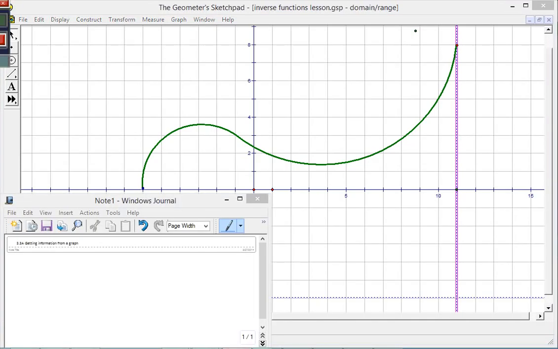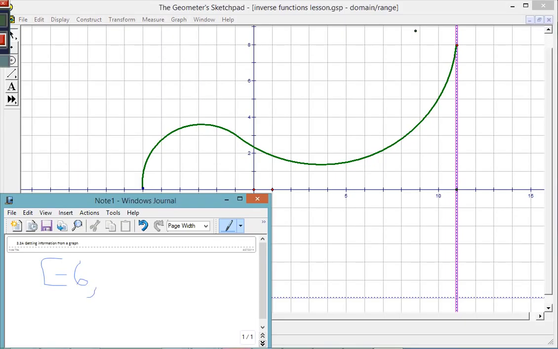Okay, so I could say the domain was the interval from -6, because that's where it started, right, up to 11. And that's the domain. And I get that from the graph. I don't get that from an equation. I get that from the graph.